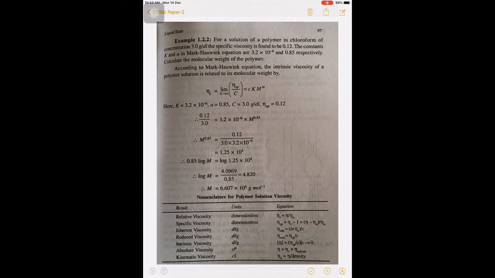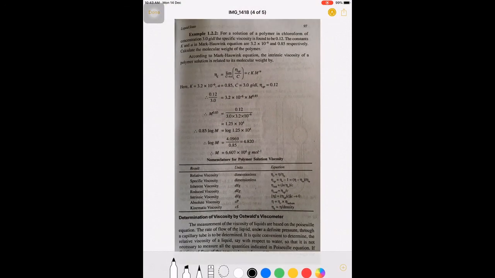Here they have given the value of k, that is 3.2 into 10 raised to minus 6. The value of a is also given. The concentration, 3 gram per liter, is also given, and the specific viscosity of that liquid is also given, that is 0.12. And the question is, calculate the molecular weight of the polymer. The molecular weight of the polymer can be calculated by use of this equation. So now we will put the values here.